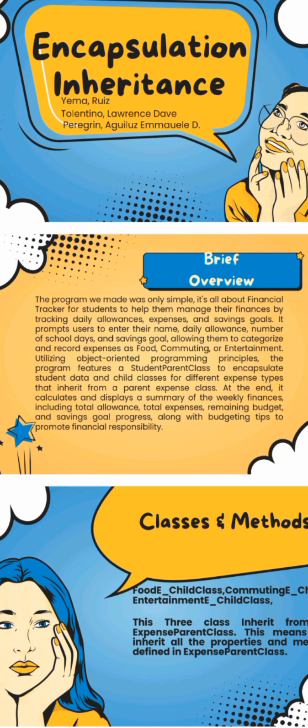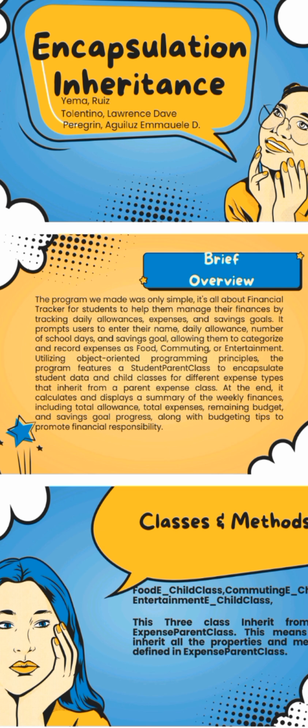The brief overview of our program. The program we made is simple. It's a financial tracker for students to help them manage their finances by tracking daily allowances, expenses, and savings goals. It prompts the user to enter their name, daily allowance, number of school days, and savings goal, allowing them to categorize and record expenses as food, commuting, and entertainment, utilizing object-oriented programming principles.